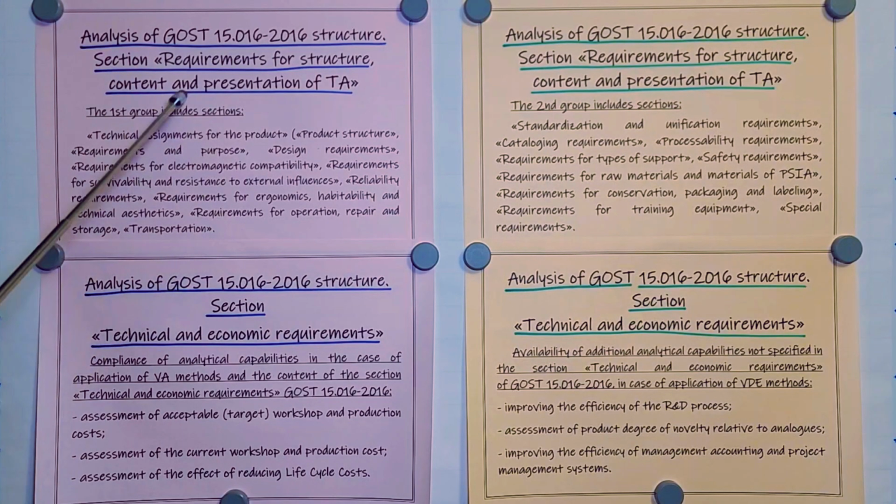To the first group, the following subsections of the technical assignment can be attributed: technical requirements for the product, product composition, requirements and purpose, design requirements, requirements for electromagnetic compatibility, requirements for survivability and resistance to external influences, reliability requirements, requirements for ergonomics, habitability and technical aesthetics, requirements for operation, repair and storage and transportation.